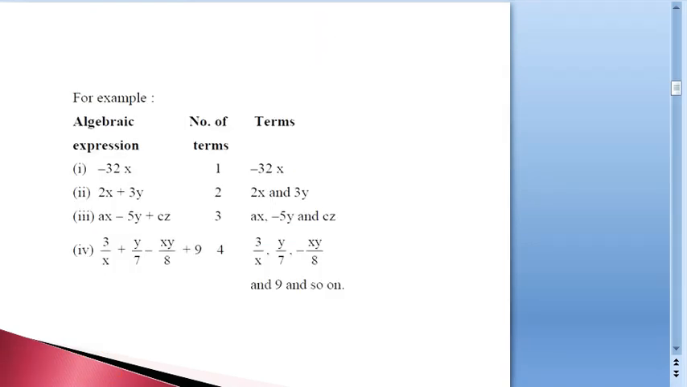Let us take some examples related to that. So see here, this is the algebraic expression given. Minus 32x, how many terms are there? As a whole, it is going to be a single term. Why? Because this minus 32 into x as a whole is a term. So the number of terms is 1, that is minus 32x only. Now 2x plus 3y. How many terms are there? See the plus sign. This plus sign separates 2x and 3y. So 2x is one term and 3y is one more term. That is why there are two terms, 2x and 3y.